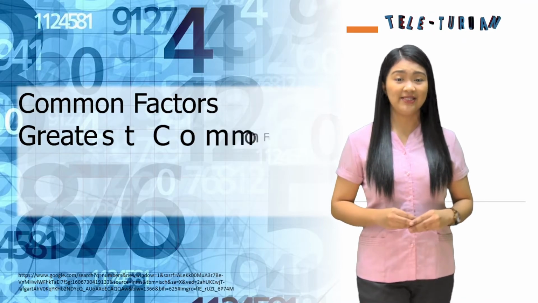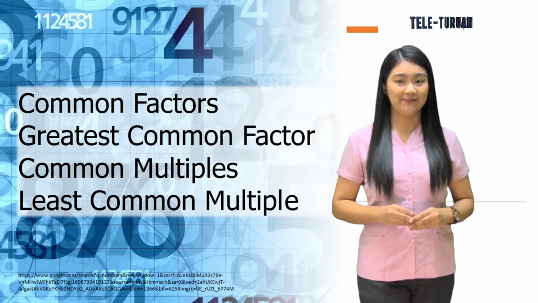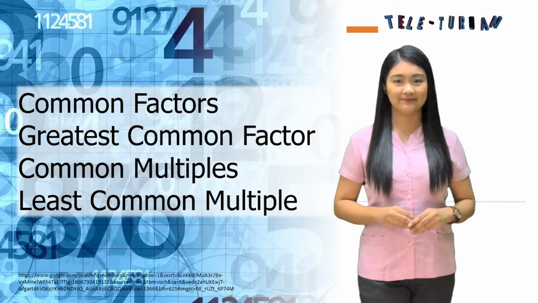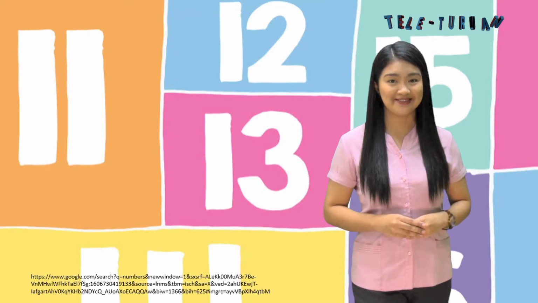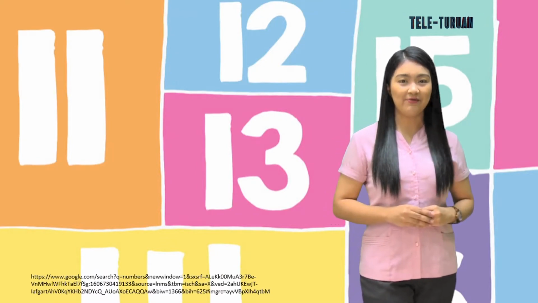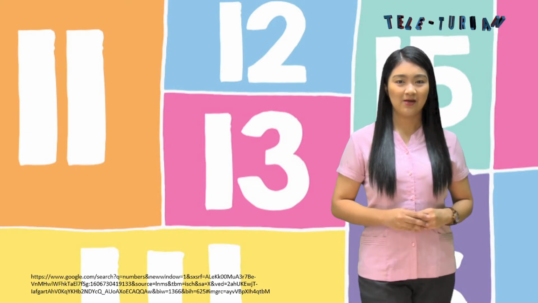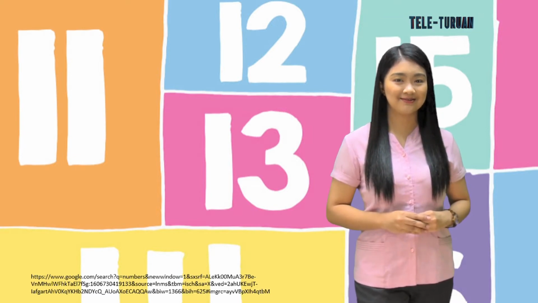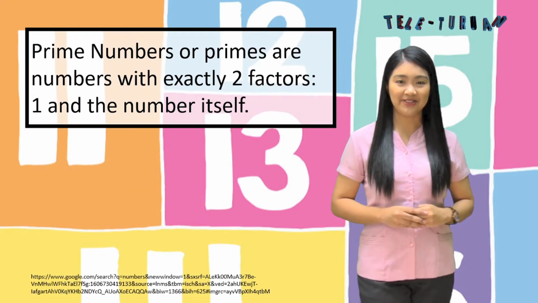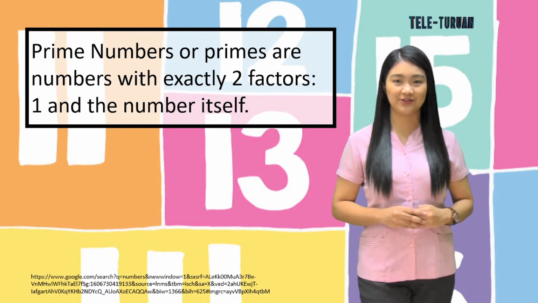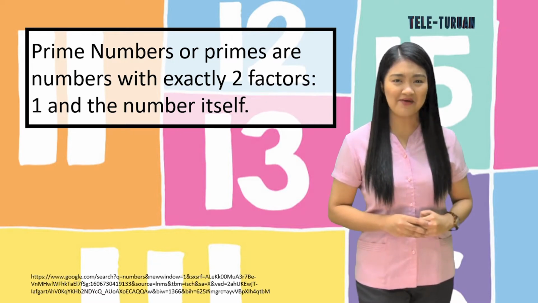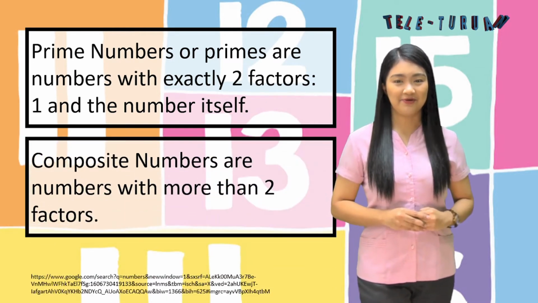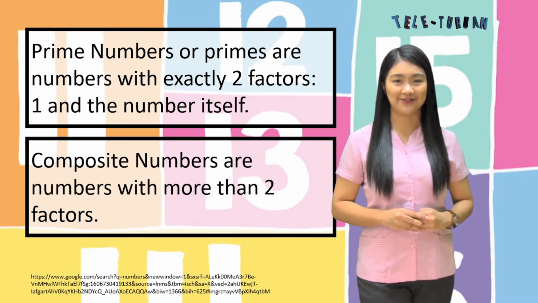Our lesson for today is identifying common factors, greatest common factors, common multiples, and least common multiples. Last time, we talked about prime and composite numbers. Let me see if you still remember our past lesson. What are prime numbers? Prime numbers or primes are numbers with exactly two factors, 1 and the number itself. How about composite numbers? Composite numbers are numbers with more than two factors.